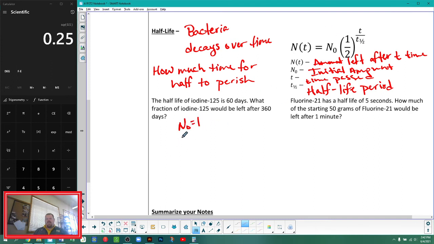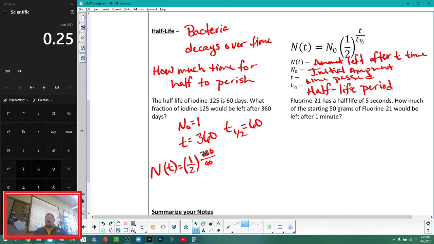Our t, the time that we want to make pass by, is 360 days. And the t to the 1/2, the half-life, is 60 days. Okay, so we want to find n of t for a t0 of 1. So I'm just going to say that I'm not going to have that 1 there. I'm just going to go 1/2 times the time I want to go by, 360, divided by 60.